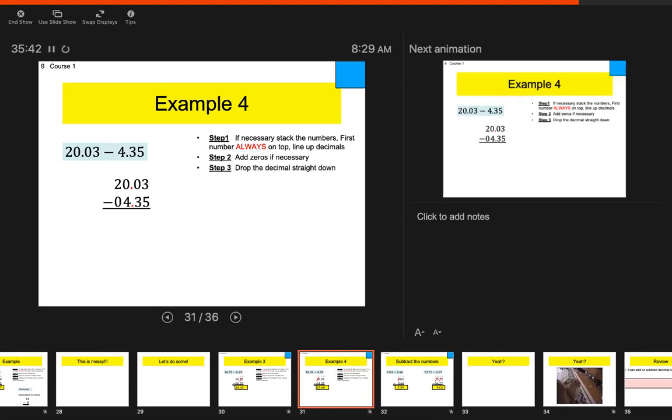Drop your decimal place straight down. Subtract. 5 from 3 can't do. This is the one that causes problems. Check it out. I can't borrow from the 10th place. I can't borrow from the 1st place. I've got to go all the way over to the 10's place.